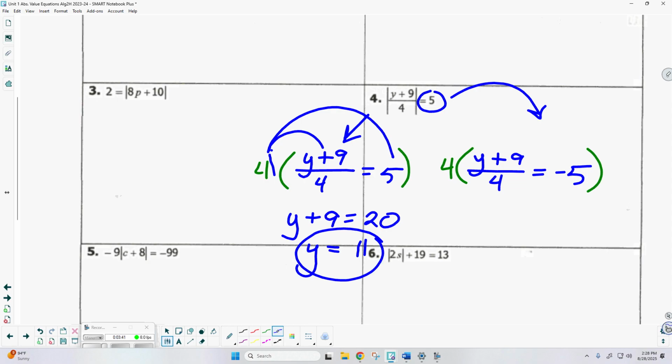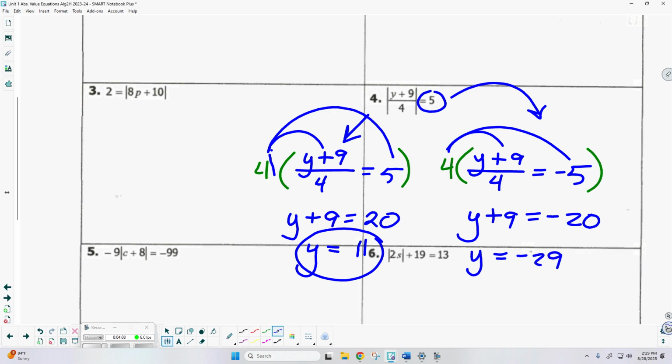Why do I call it a possible solution? You want to check it. Take a few seconds, check it, make sure that you are correct. We'll take care of that in a second. Let's do the same thing over here. So once again, the 4's cancel, but this time y + 9 is going to equal negative 20. So this time, what's negative 20 minus 9? Negative 29. Okay. So which one would you like to check?